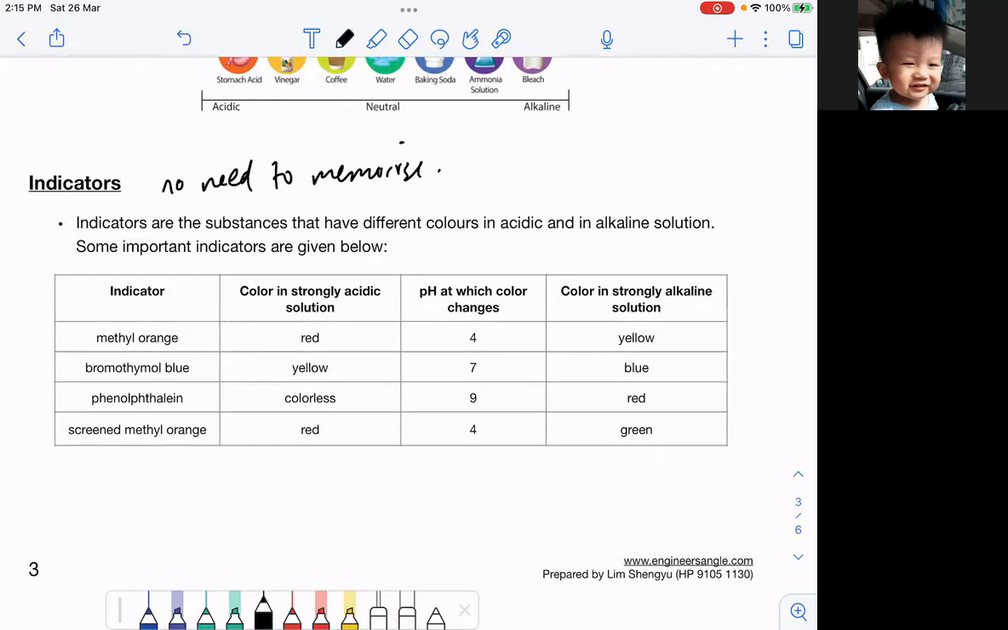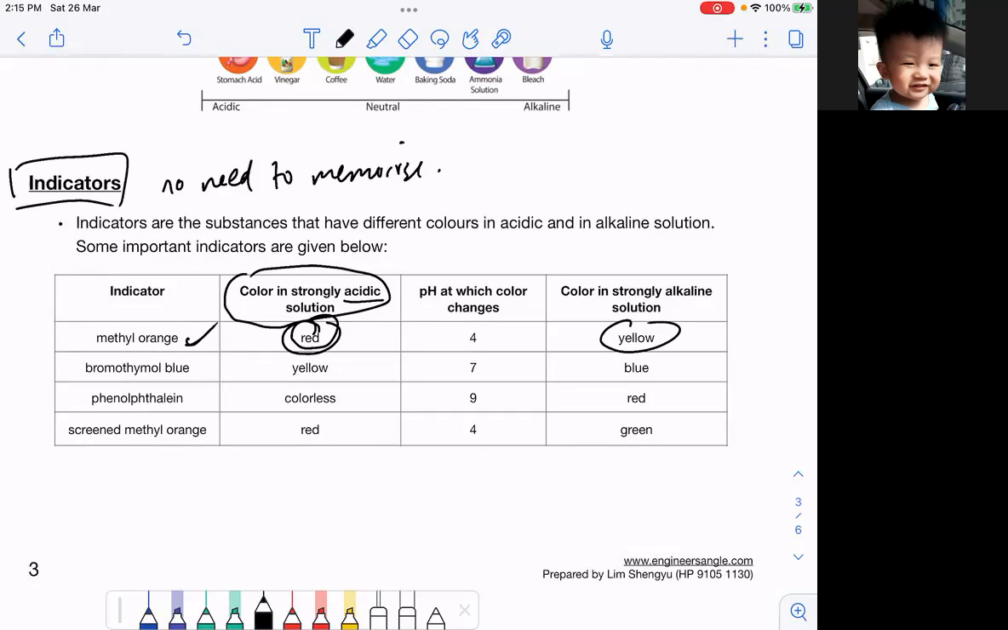What does it mean? When it is in acid, methyl orange will be showing red. Which means if I buy a bottle of methyl orange, I can drip it into things. If I drip it and it shows red, that means the thing I just dripped it into is acidic, because methyl orange will be red in an acidic condition. If I drip it and it shows yellow, that means the thing I'm testing is alkaline. So these indicators become like our testing method. I drip methyl orange into an unknown substance, I can roughly tell whether it's acidic or alkaline.